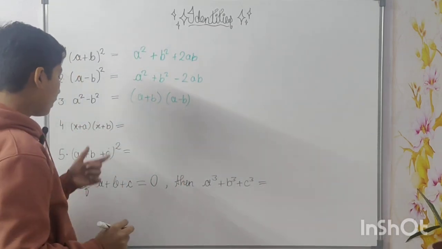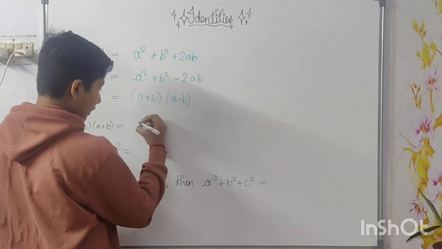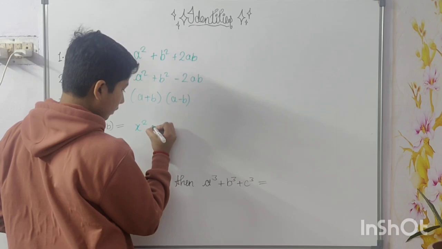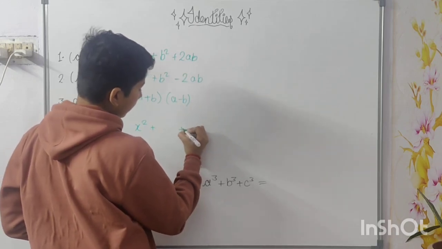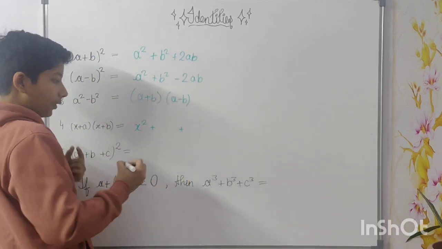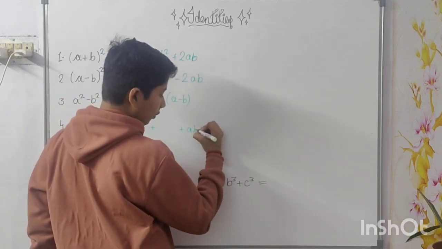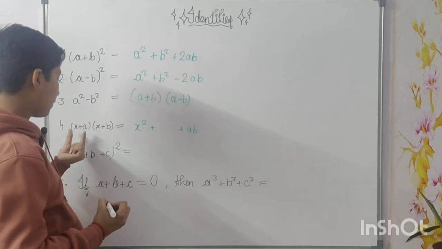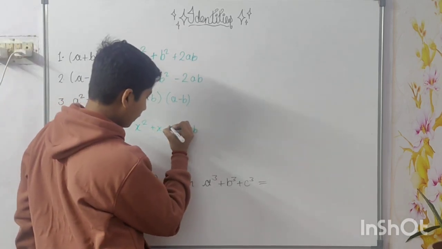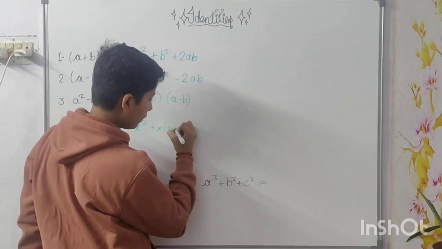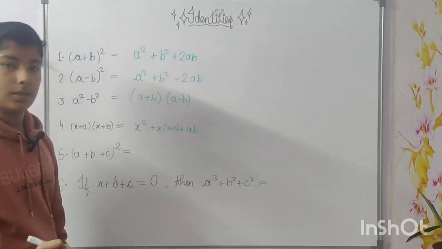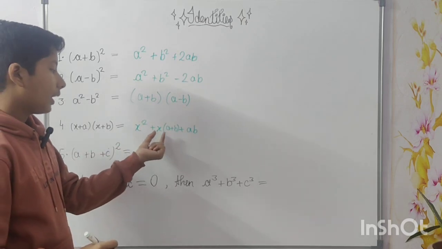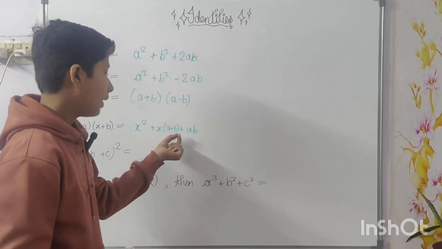Now x plus a multiplied by x plus b. Firstly we will put the square of x, then leave a gap, and here we'll write a into b. In between we'll write a plus b multiplied by x. So our identity becomes x square plus a plus b into x plus a into b.